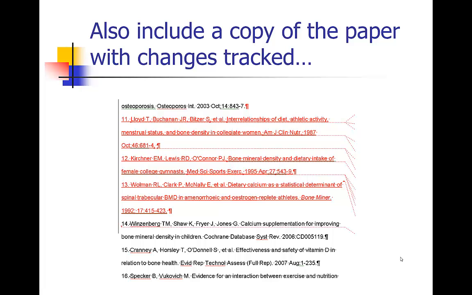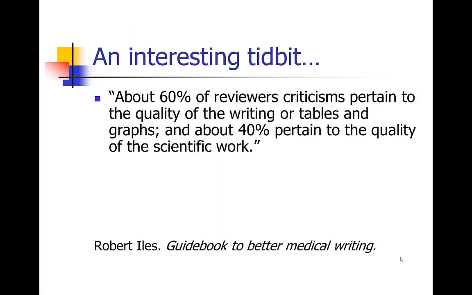And most journals also want you to include a copy of the paper with the changes tracked. This is really helpful for editors and reviewers so that they can go back and see exactly where you made those changes, because they like to verify. I like to verify when I'm re-reviewing a paper that the changes that I asked for and that the authors say they've made, that those were actually made, and I like to see those. So highlighted with changes tracked is very helpful, and usually is required by most journals.